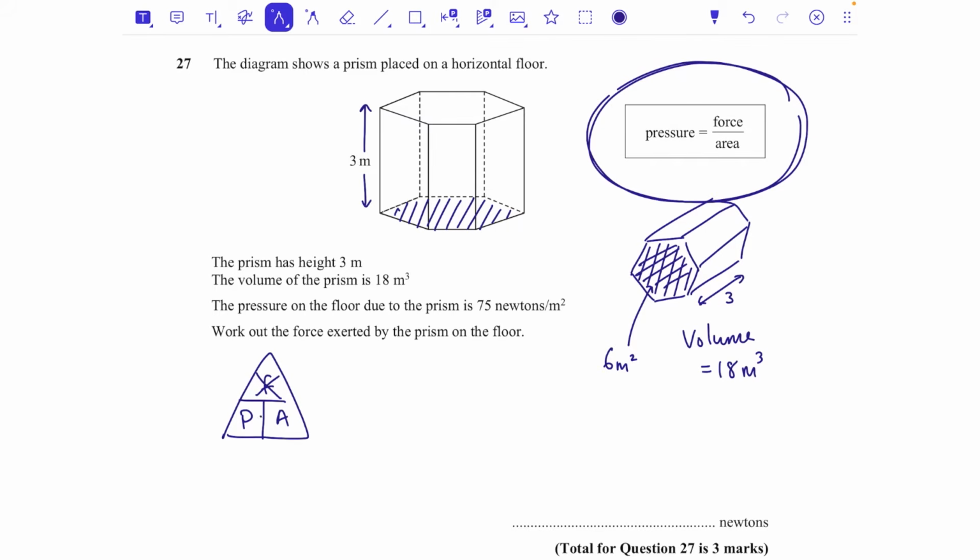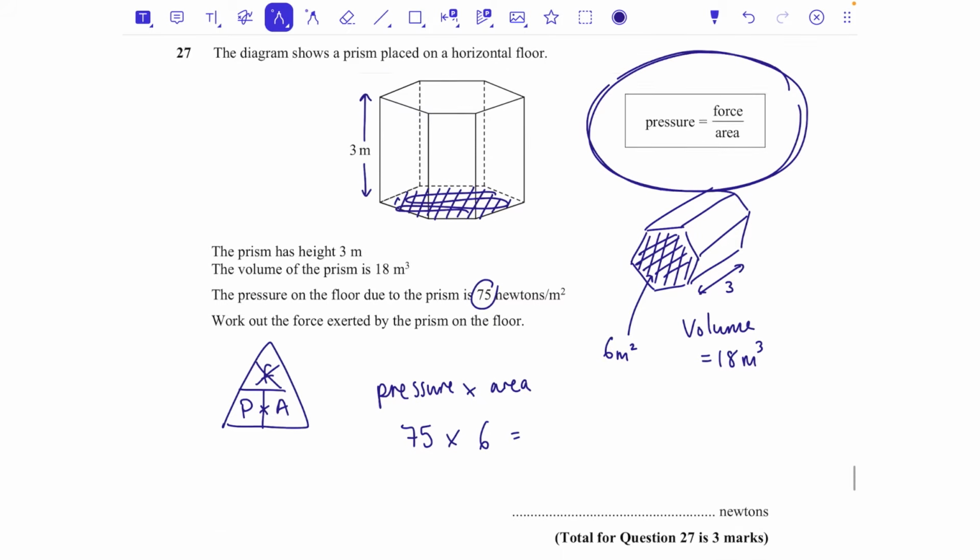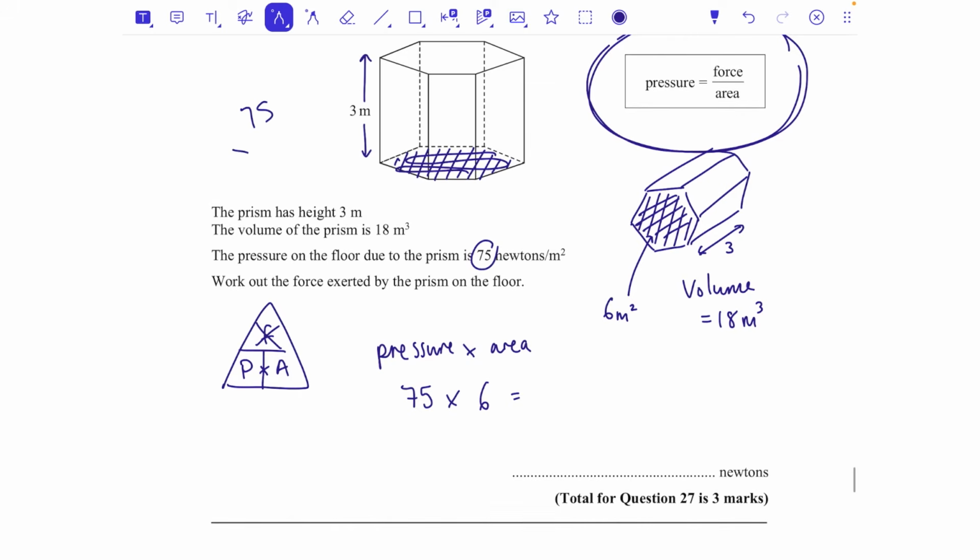So if I cover that up and do the sum that's left behind, we need to do pressure multiplied by area. So the pressure, we're told, is 75. And the area we've just worked out, just the area that is in contact with the floor, is 6. So 75 times by 6. Now we don't have a calculator, so we're going to need to do that. Let's just do it up here. 75 times 6. 6 times 5 is 30, so 0, carry the 3. And 6 times 7 is 42. Add the 3 is 45. So our answer for that one is 450 newtons.